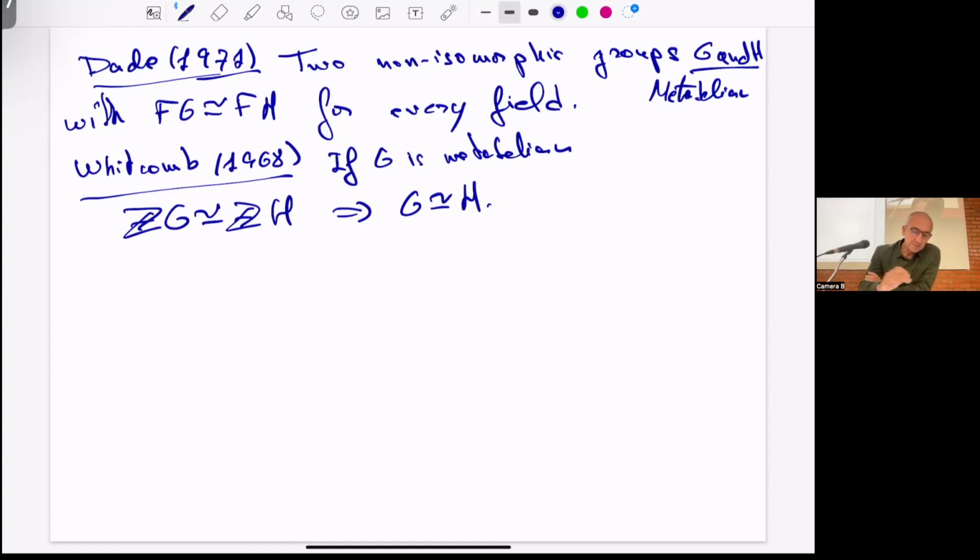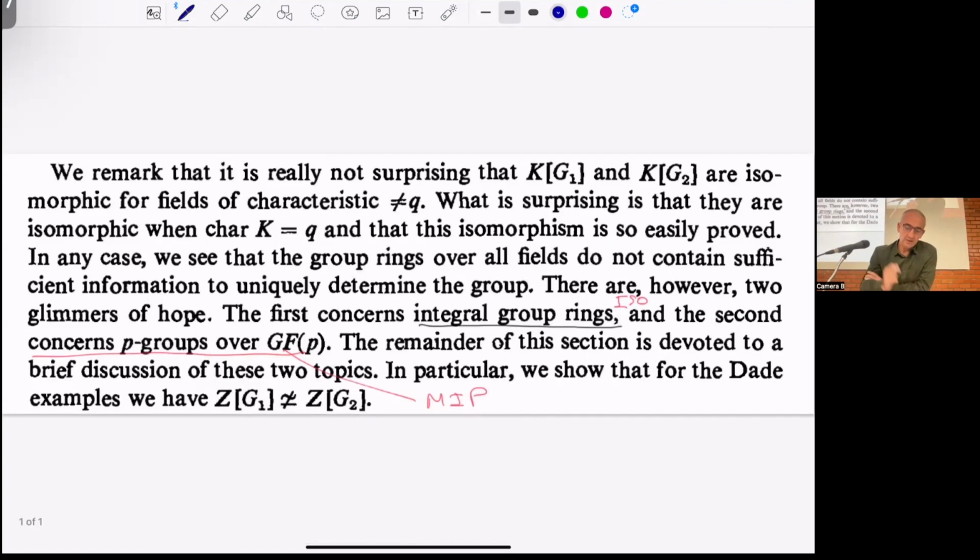Okay, I want to show you some part of the book of Passman on group rings, which I like. I'm going to read this paragraph. Here he is talking about these two groups from Dade. He said that we remark that it is really not surprising that KG1 and KG2 are isomorphic for fields of characteristic different from q. I must tell you that these two groups in this counterexample by Dade are of order divisible by exactly two primes. One of them is q. And what is surprising, Passman continues, is that they are isomorphic when the characteristic is q and that this isomorphism is so easily proved.